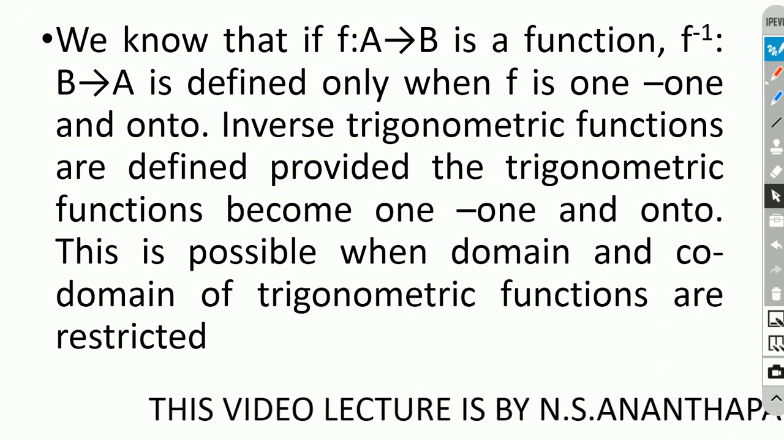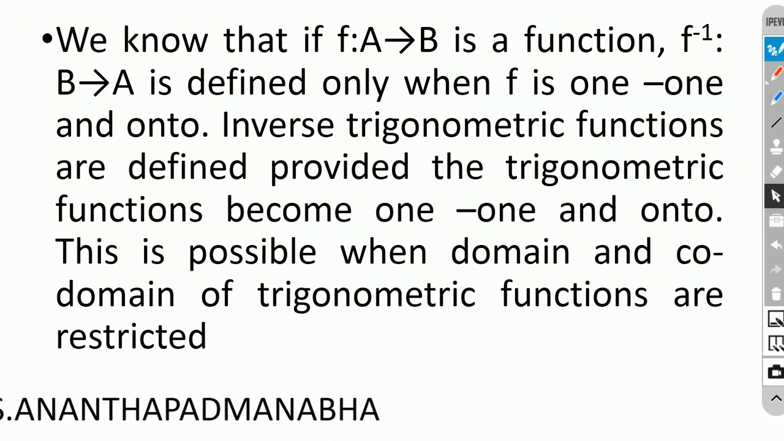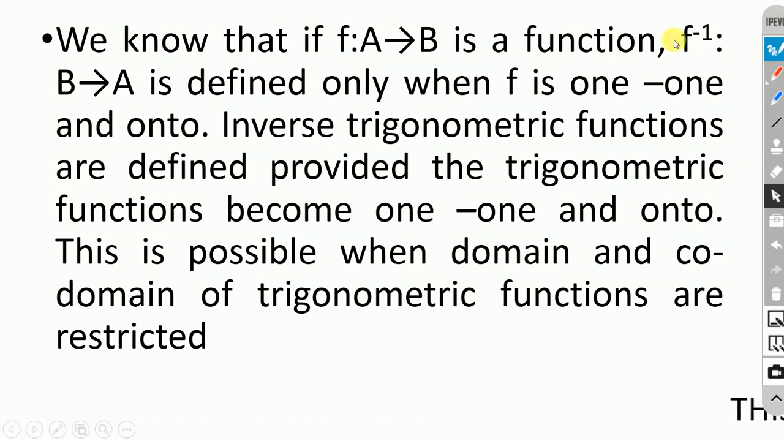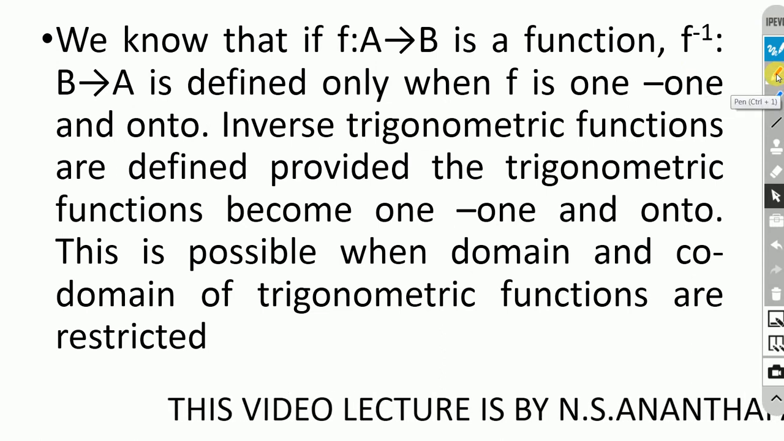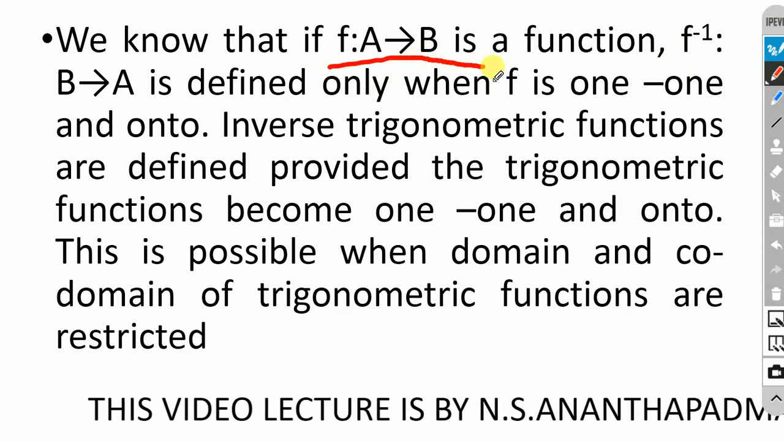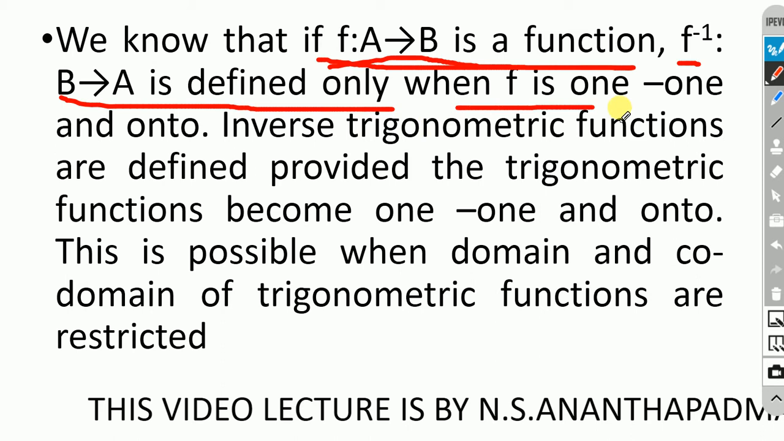First we will see what an inverse trigonometric function is. We know that if f from A to B is a function, f inverse from B to A is defined only when f is one-one and onto. That is, if a function is bijective, then the inverse of that function exists.